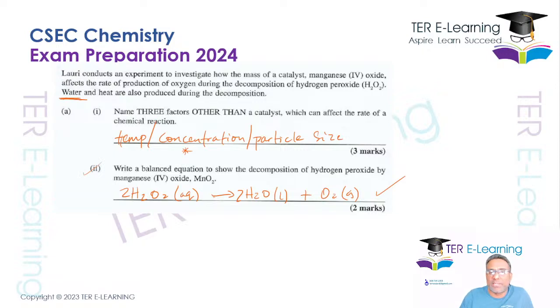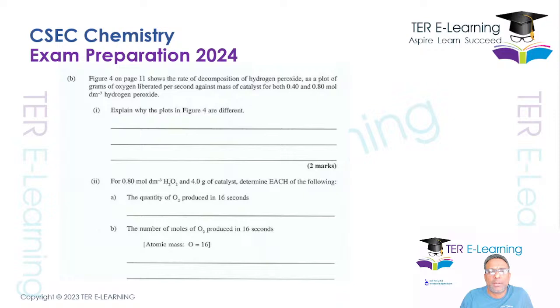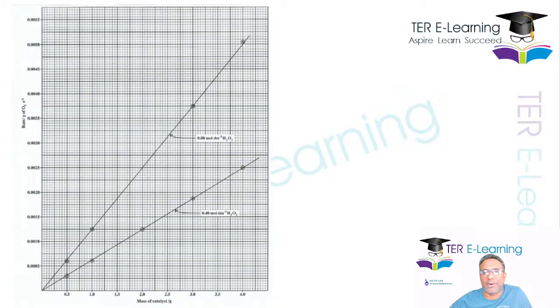Let's see what else they want here. Figure 4 on page 11 shows the rate of decomposition of hydrogen peroxide as a plot of grams of oxygen liberated per second against the mass of catalyst for both 0.4 and 0.8 mole per dm cube of hydrogen peroxide. Now I tried to fit the graph inside here, but the graph is so big. I don't know if you can see it properly.